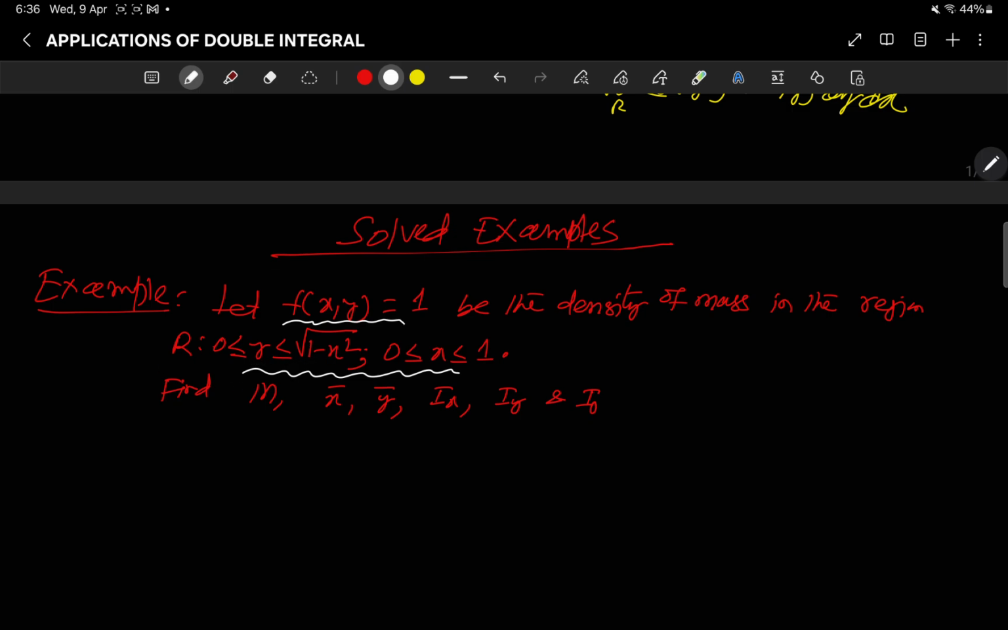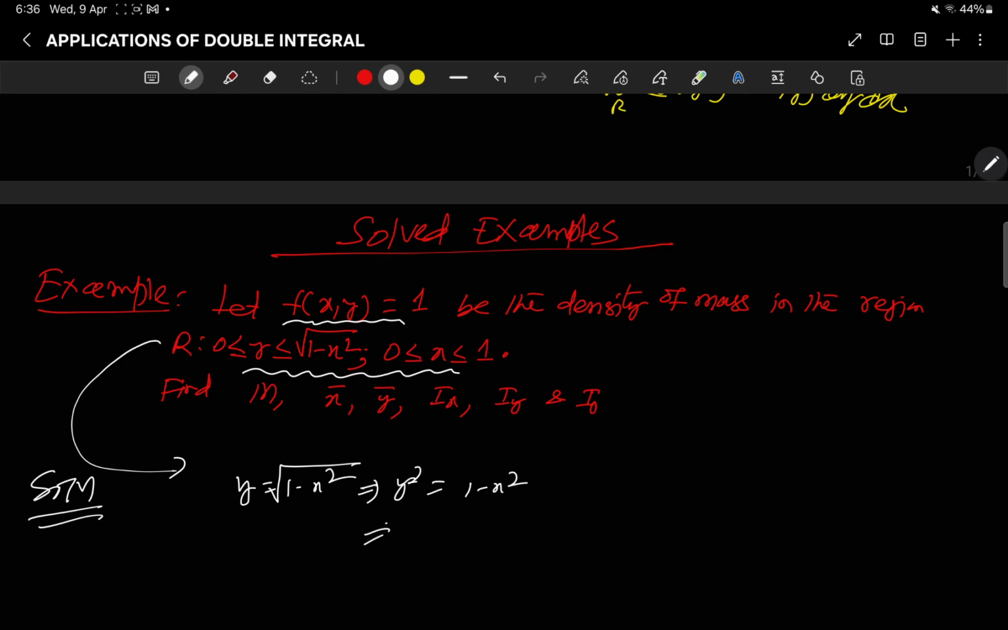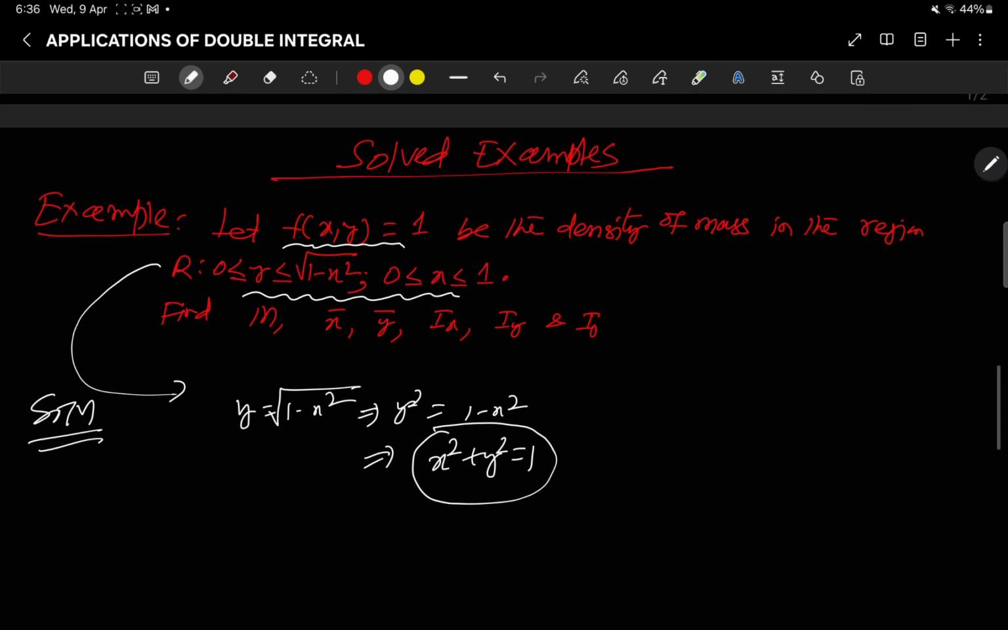So if you look into the region here, coming to the solution, here y is equal to the square root of 1 minus x square. What does it mean? Squaring, it implies y square is equal to 1 minus x square. This means x square plus y square is equal to 1. So this is a circle with center at the origin and radius equal to 1.